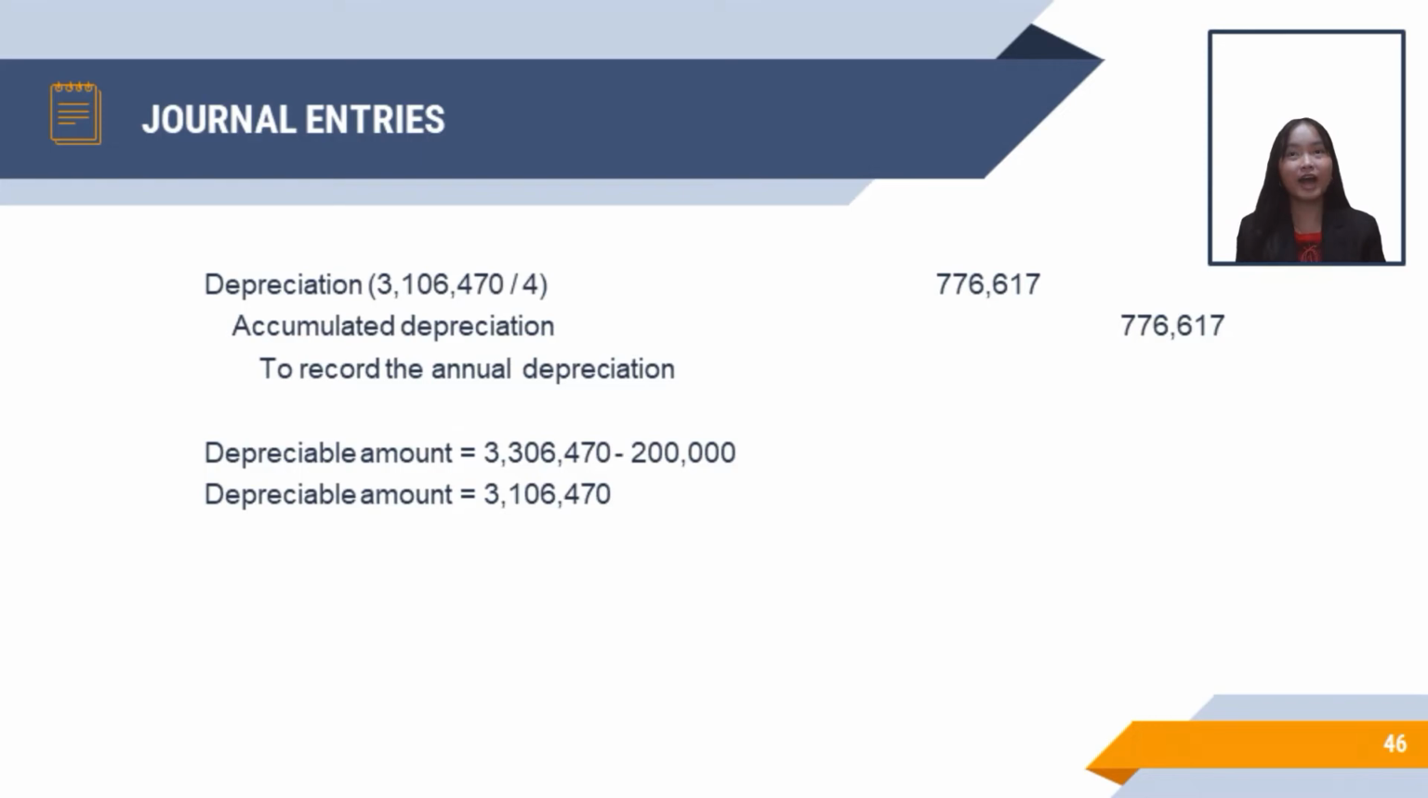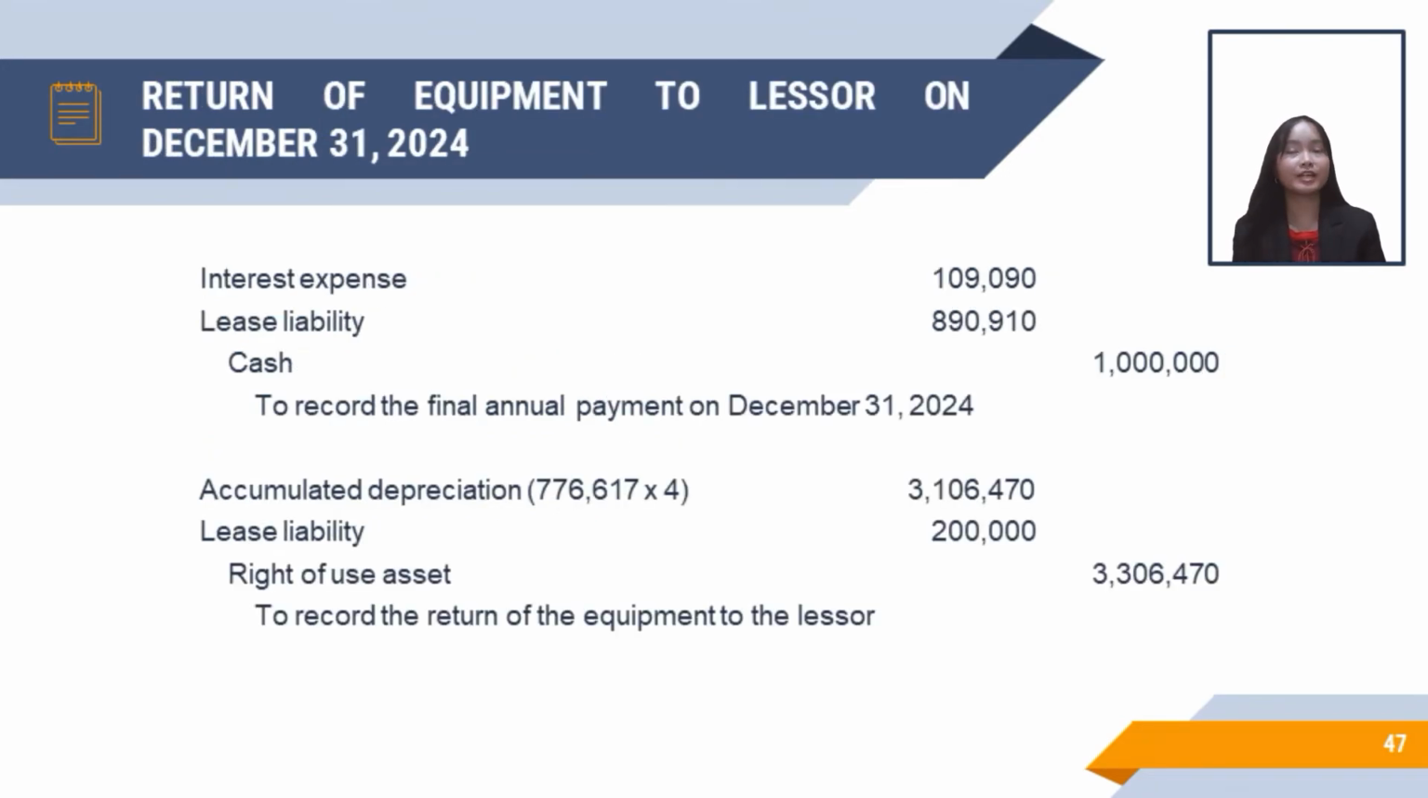If you are wondering how we came up with 3,106,470 to compute for depreciation, we will deduct lease liability on January 1, 2021 minus the residual value guarantee of 200,000. Thus, the depreciable amount is 3,106,470. In returning the equipment to lessor on December 31, 2024, we will journalize the following.